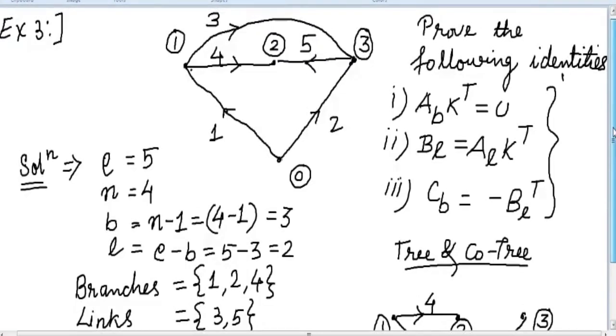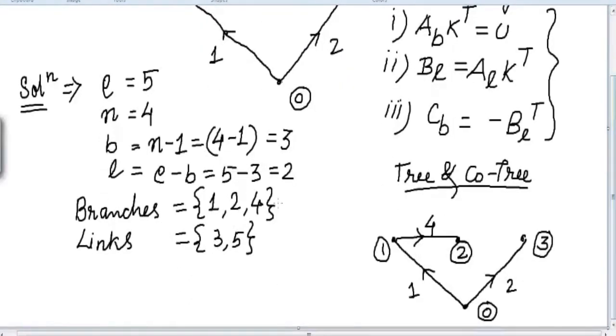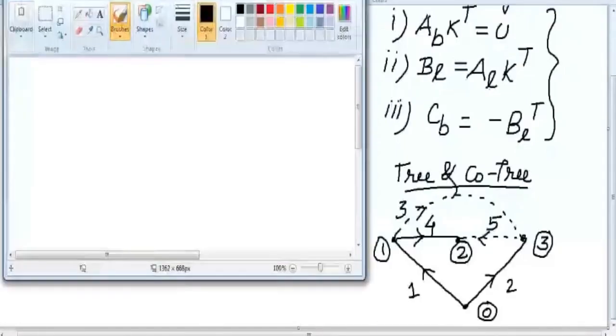If we draw only branches, this will be a tree, and if we want to draw a co-tree, we will have to draw the links also. So this is our link. Let us check the direction as provided in the problem. The direction of this is in this way, 5, and the other one is this, 3.